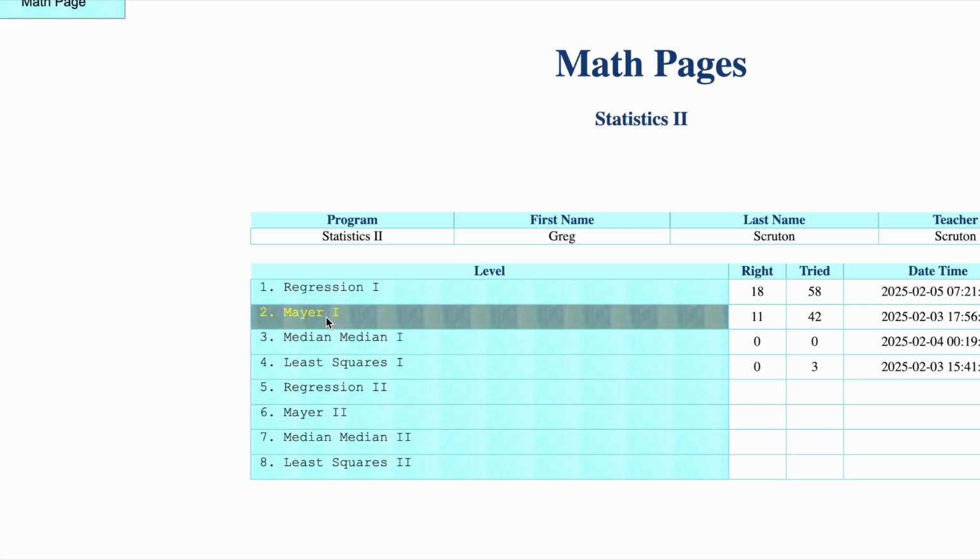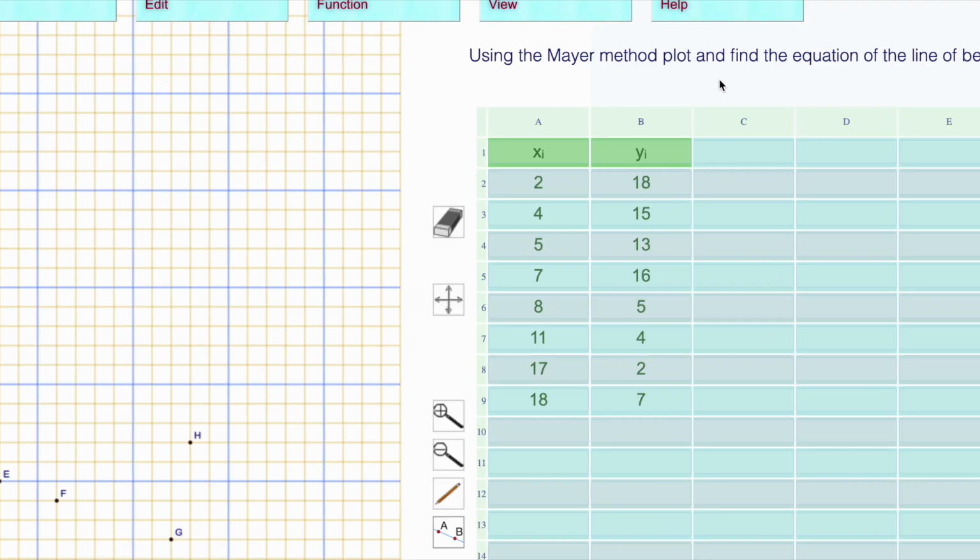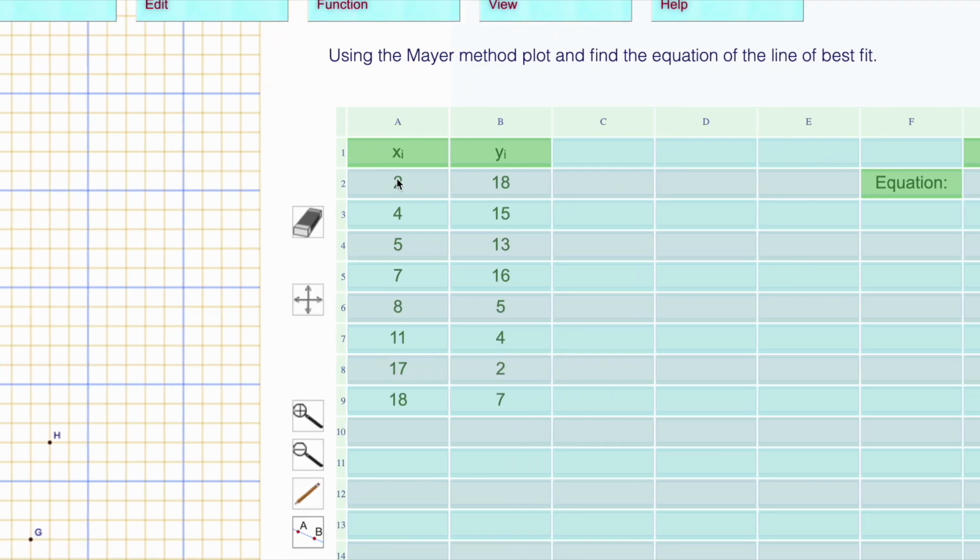Move on to level 2. Using the Mayer method, plot and find the equation of the line of best fit. We have 8 points which we can divide nicely in 2. If it divides nicely in 2, do that.